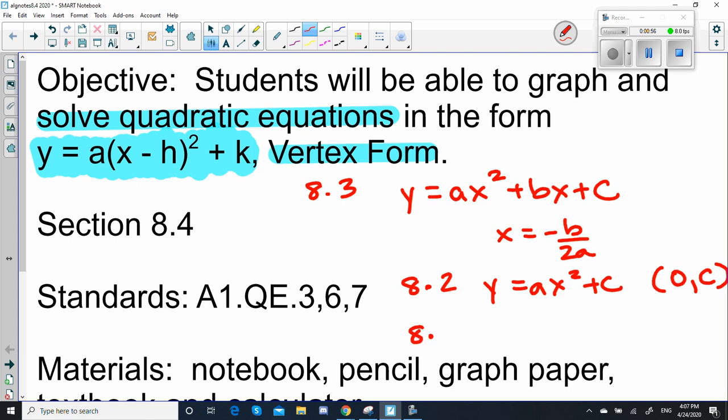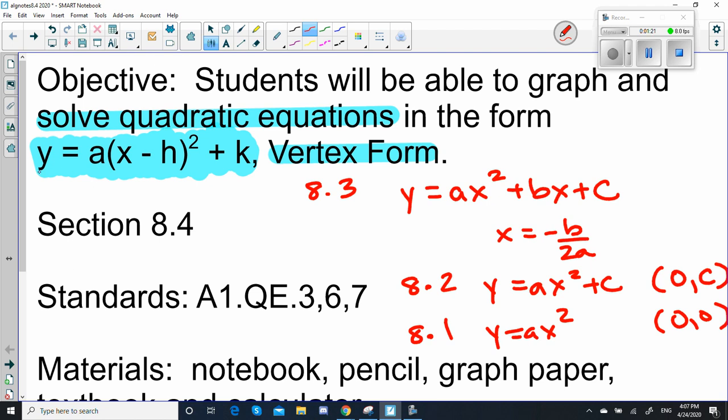And then the very first section was y equals ax squared, where our vertexes were all 0, 0. And this a was either shrinking it, if it was between -1 and 1, or stretching it, making it more narrow, if it was bigger than 1 or smaller than -1. So in all of the vertexes where there's no b and c are 0, 0.